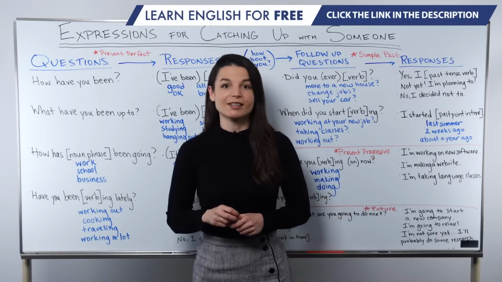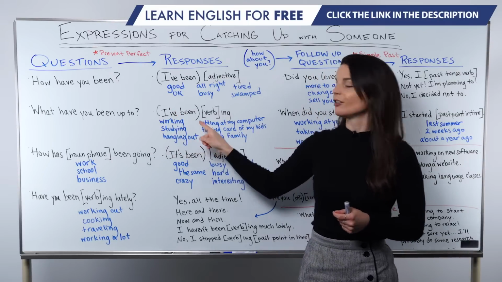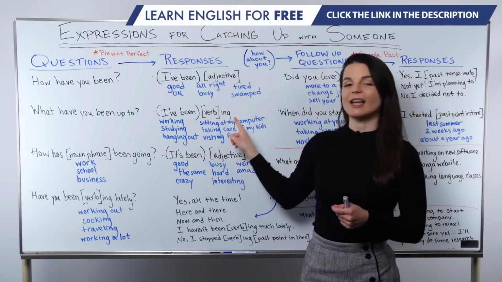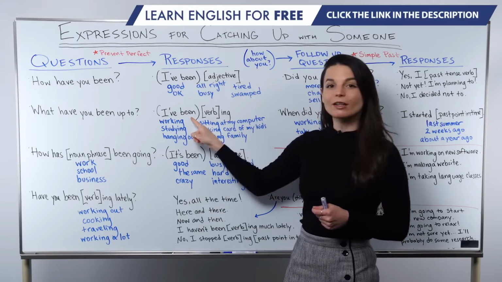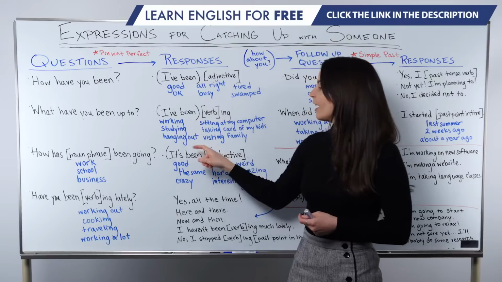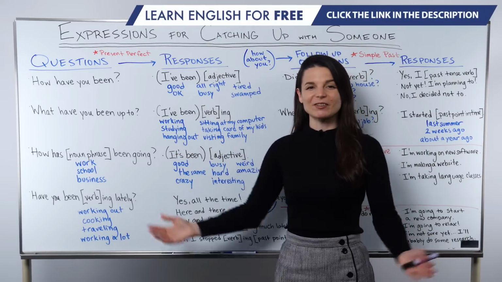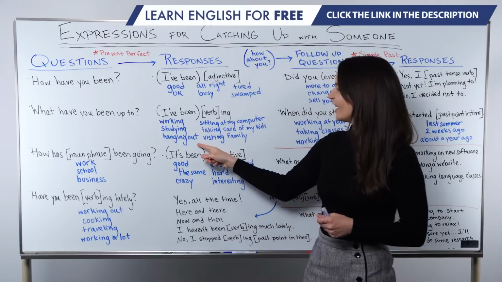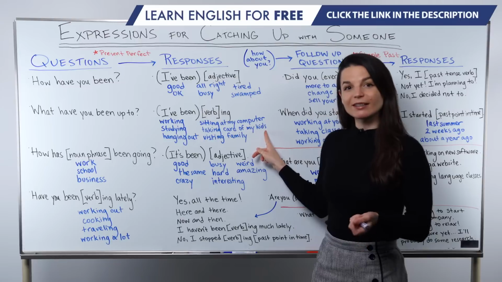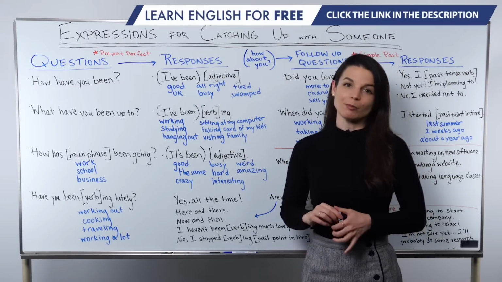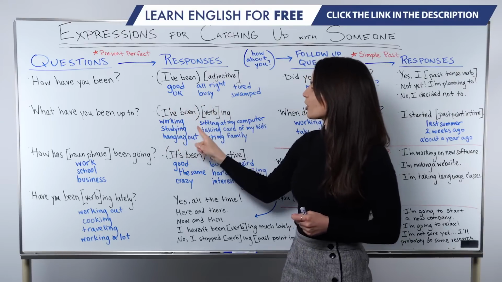So how do we respond to this question? To respond to this question, we use I've been, verb plus the ing ending here. So some examples of this are I've been working. I've been studying. I've been hanging out. So this means nothing special, really, just hanging out, spending time with my friends. I've been hanging out. I've been sitting at my computer, or I've been taking care of my kids, or I've been visiting family. So again, we're using this present perfect grammar structure here.